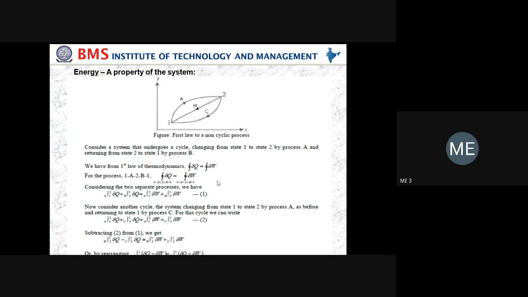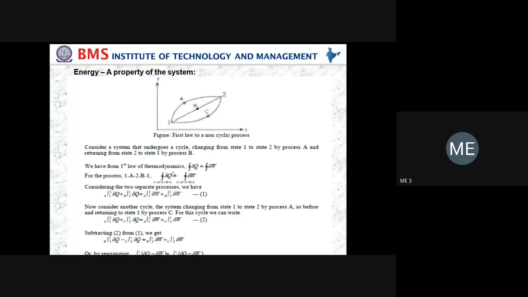Now we have to split the cyclic integral for the two paths A and B. That is, the integration of dQ between state points 1 to 2 following path A, plus the integration of dQ from state point 2 to state point 1 following path B. This is the summation of heat transfer following paths A and B, equal to, similarly, the work done: integration of dW between state points 1 to 2 for path A plus integration of dW from 2 to 1 for path B. You call it equation number 1.